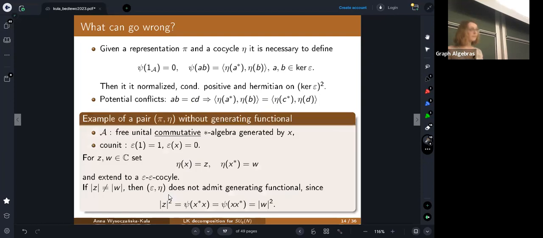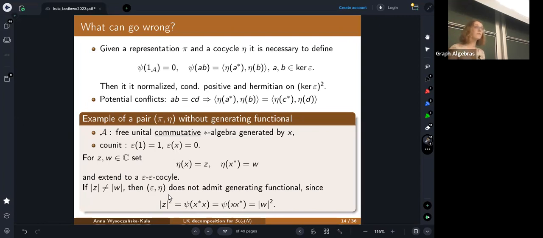And indeed, we can easily find an example of a very easy bialgebra. This will be a commutative algebra generated by normal elements, X, with the counit given by 0 on the generators. And then we can show that whenever we put two complex numbers, we associate them to X and to X star under the cocycle, this will define a cocycle. This can be extended to a cocycle on the whole algebra, but a generating functional will exist if and only if they are of the same absolute value. Because otherwise, due to commutativity, psi on X star X should be the same as psi on X X star, and we compute this.